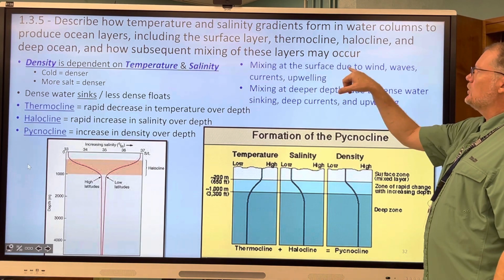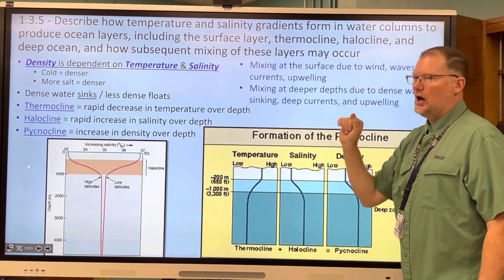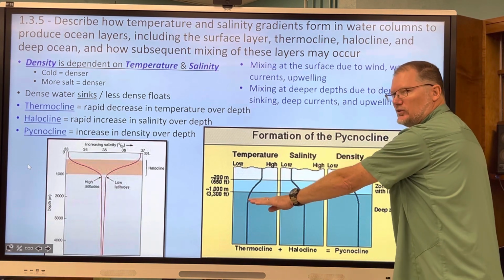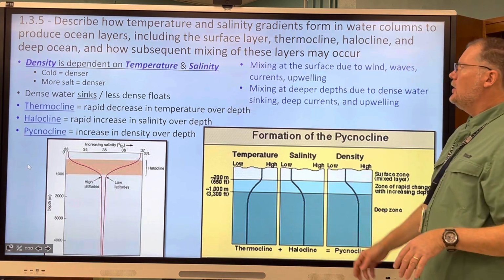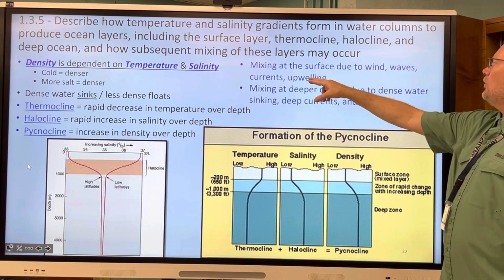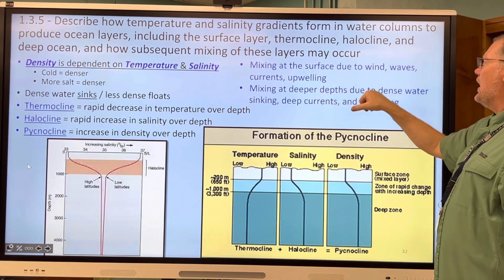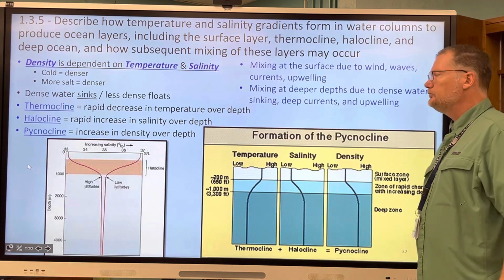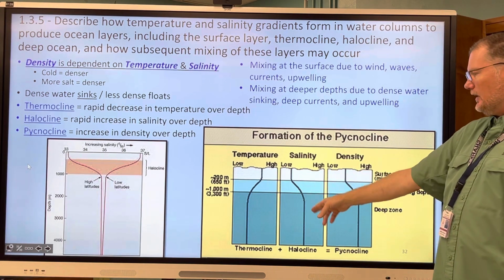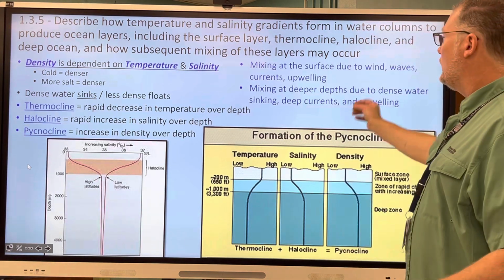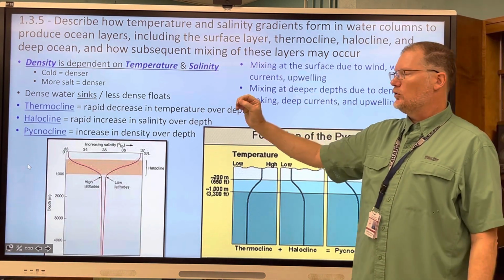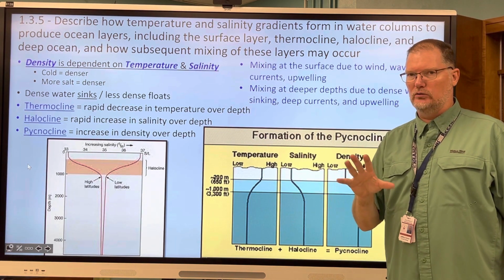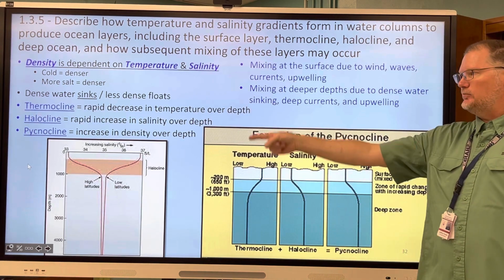Now, mixing at the surface due to wind and waves, currents and upwelling, will have an effect on the layers where this changes, it shifts, but it's always there. Mixing at deeper depths, and we haven't talked about what upwelling is yet, we'll get to that in the future, is due to dense water sinking and deep currents at the bottom that flow. So these aren't perfect like this, but they do get mixed. So those are the words: thermocline, halocline, and pycnocline, not pinkocline, like the color, it's pycnocline, okay? Just like it's spelled.